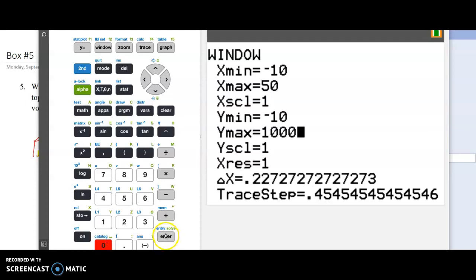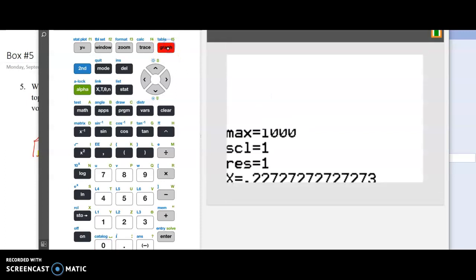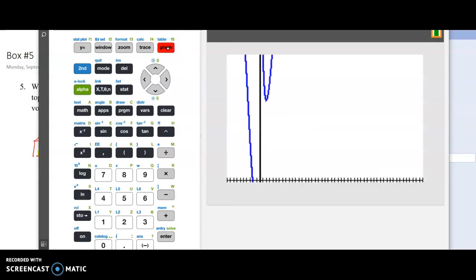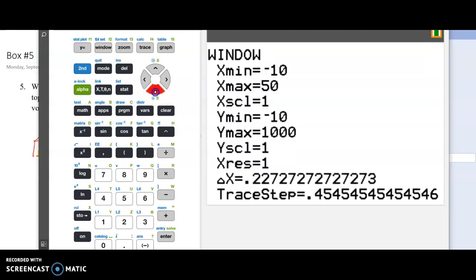Again, I may have to adjust these. I'm going to hit graph. And I do see the function. I see that minimum. So I went a little bit too far, so I'm going to go back and adjust my x max, maybe just to 15. I don't need to go so far out.